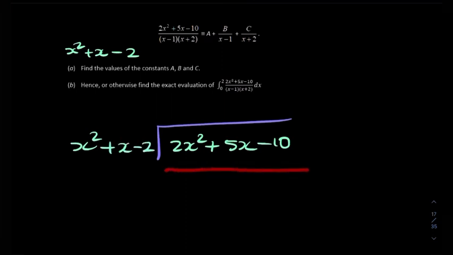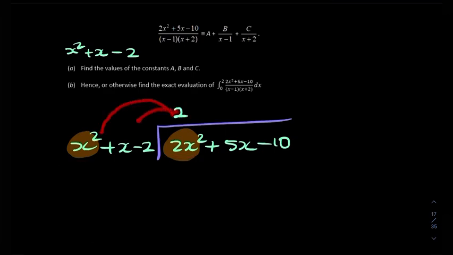And then you divide. Now remember how to do polynomial division? You look at the term with the highest power. So you'll be looking at the 2x squared and the x squared. And if you divide this by that, you'll get a quotient of 2. And then you multiply all of these, because what we're looking for is the remainder. So you multiply that, and you'll get 2x squared plus 2x minus 4.